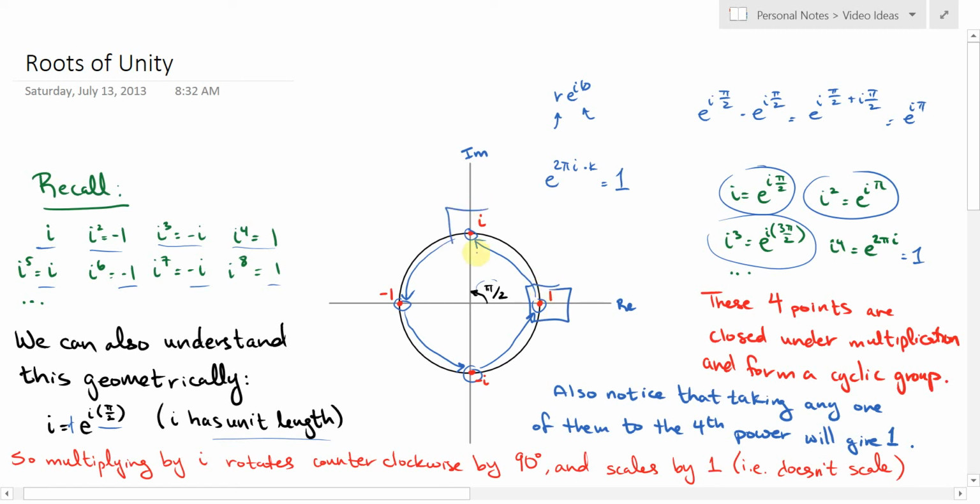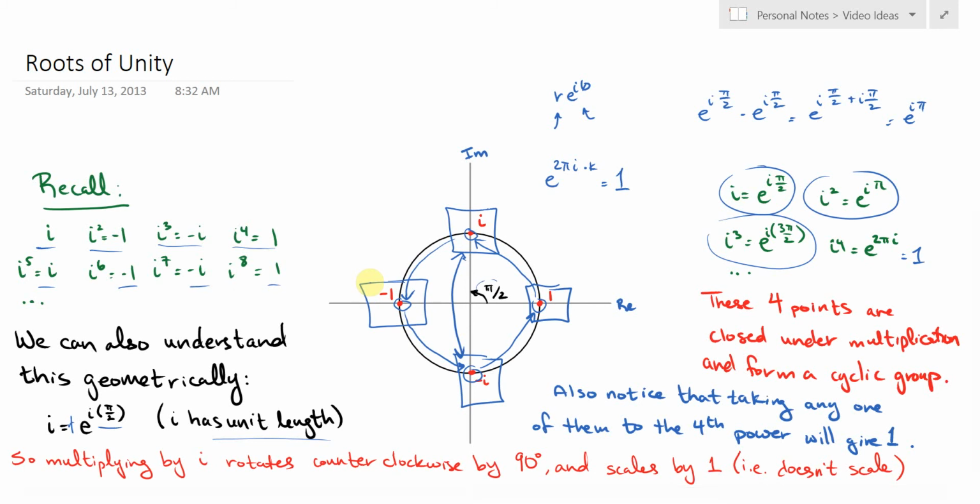The inverse of i is whatever you have to multiply i by to get to 1, to get to the identity element, which is negative i. So these two are inverses of each other. And then negative 1 is its own inverse. Negative 1 times itself will give you the identity element 1. So this does indeed form a group. It is a cyclic group. It's generated by i, as we've seen, right?